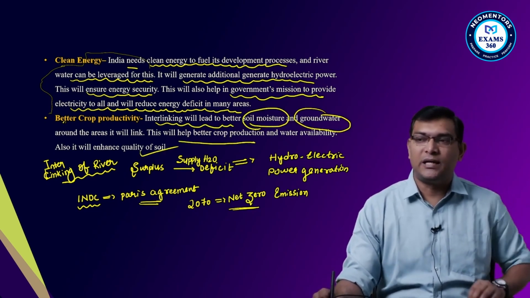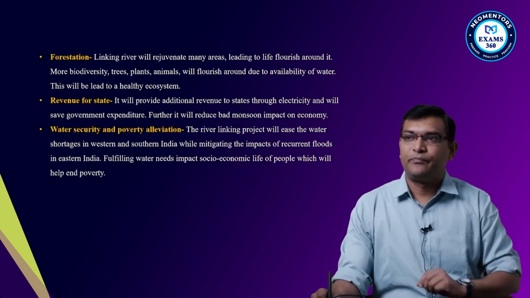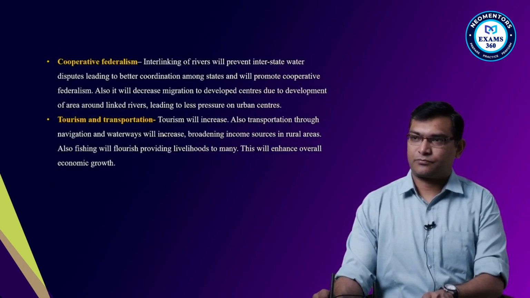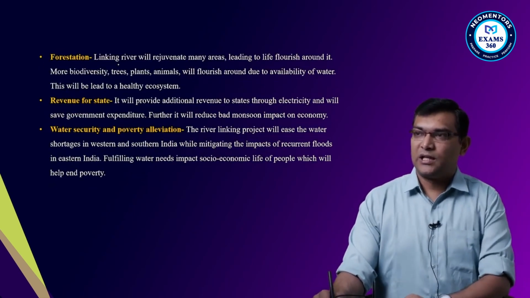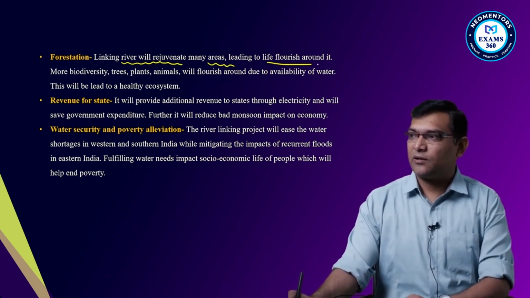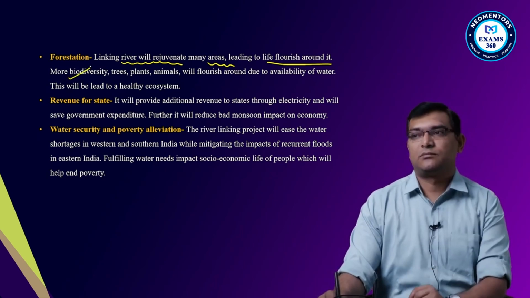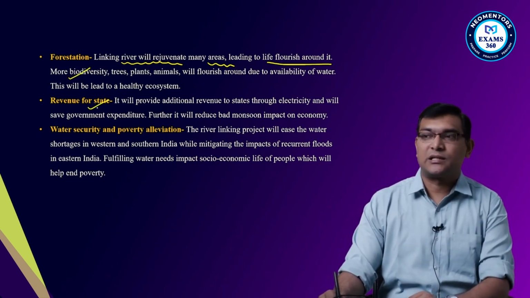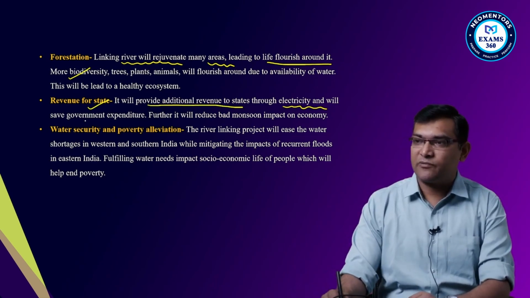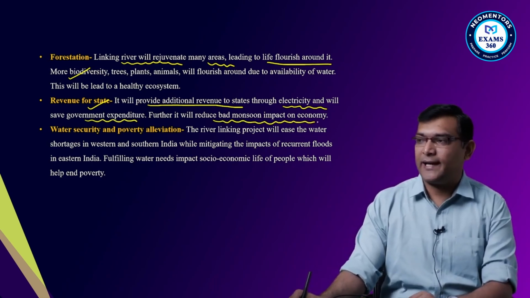So it will also enhance the quality of the soil, right? Then forestation. Linking of the rivers will regenerate many areas, leading to life flourishing around, so it will increase the biodiversity. Okay, revenue to the states. It will provide additional revenue to the states through electricity as well as save government expenditure. Further, it will reduce bad monsoon impact on the economy.